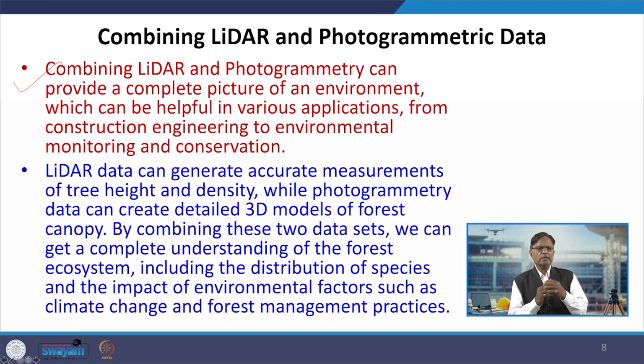So, if we combine these two data, we have the forest canopy data in the form of photographs, and we have the data in terms of tree height and density. We can have a complete understanding of the forest ecosystem, including the distribution of species in the area and the impact of environmental factors such as climate change and forest management practices. So, when we combine these two data, there are several new applications where we can get very high precision of the data.